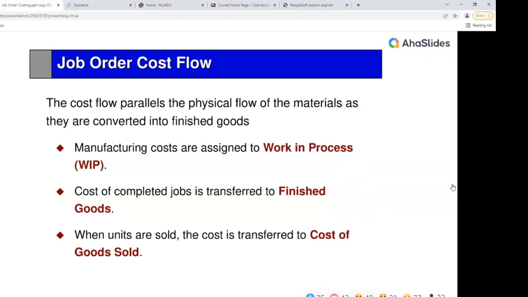All right. Now, I'm going to zero in, and for the rest of the class, it's going to be job order costing.